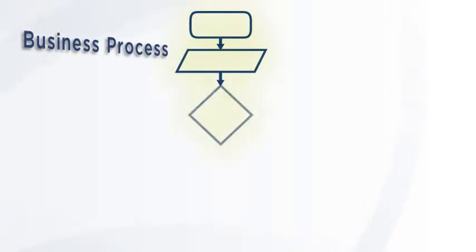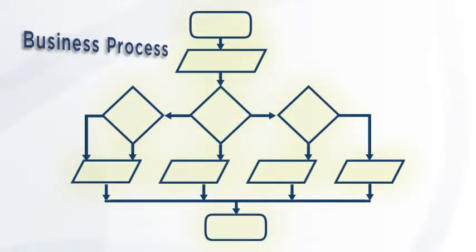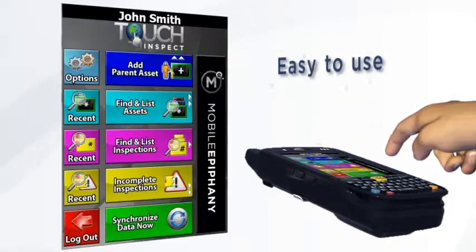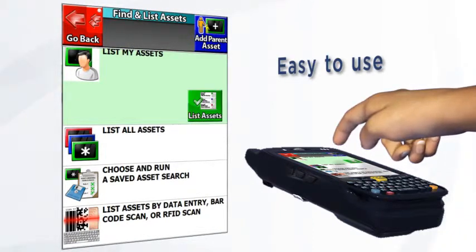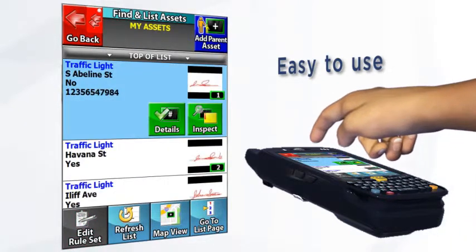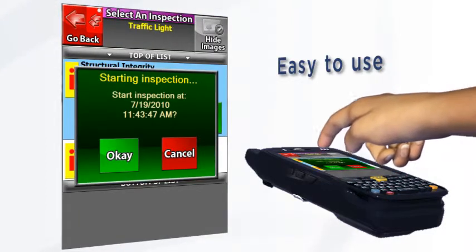Mobile Epiphany brings you business process software that can be configured and deployed in just a few hours or days to match your exact workflow, all without programming. TouchInspect's unique graphical user interface makes navigation fast and intuitive on Motorola's touchscreen display, while logical work paths, color coding, animation, and iconography guide users through workflows more efficiently, increasing field productivity.